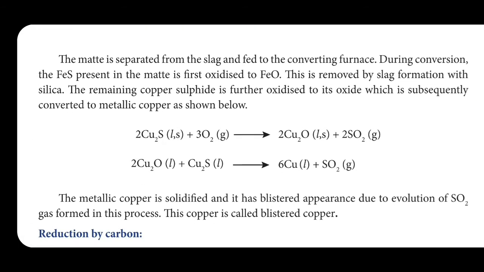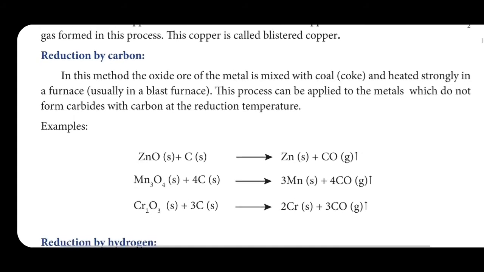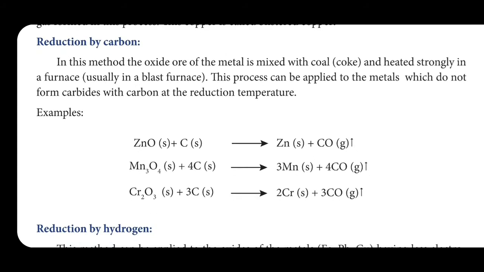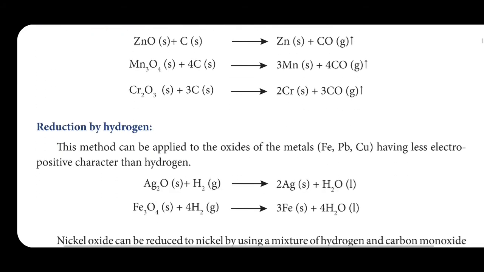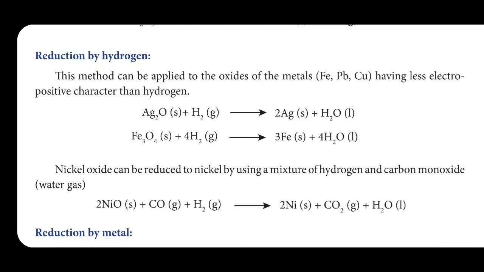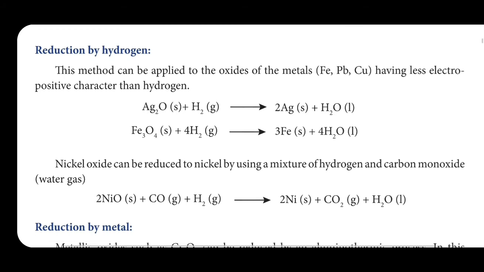For that 5 equations are given. Next one, reduction by carbon. In all these 3 equations, reduction takes place by using carbon. And next one, reduction by hydrogen. In these 3 equations, metal oxide is converted to metal by using hydrogen. So here reduction takes place by hydrogen.